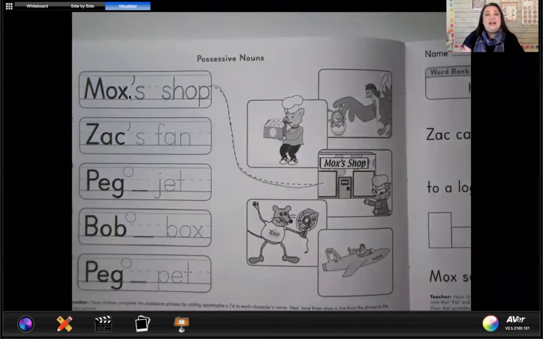So at any time, if I'm going too quickly, you need to hear the directions again, or I'm getting too far ahead of you, always know that you can press pause and you can rewind the video, go back and listen to the directions again, push play, and then continue on, okay?